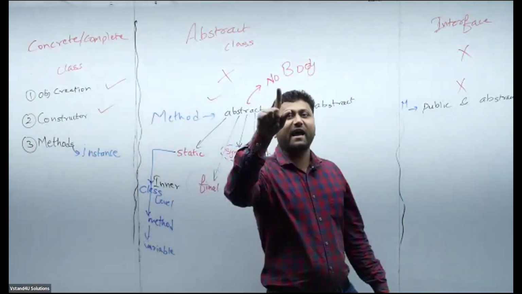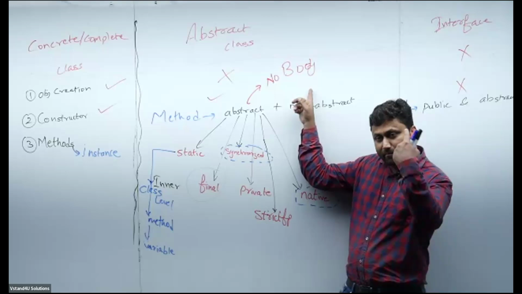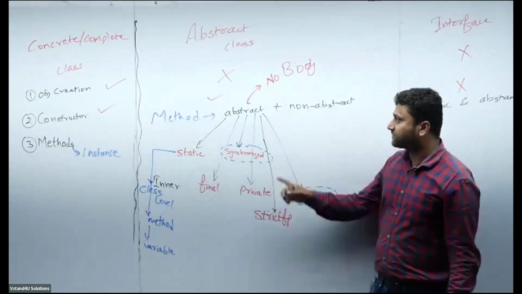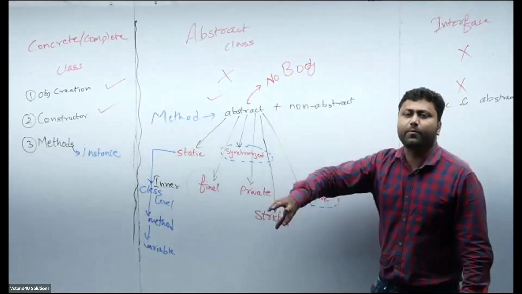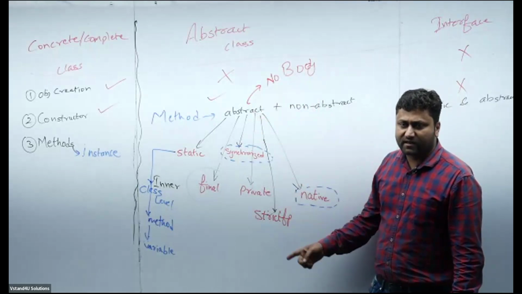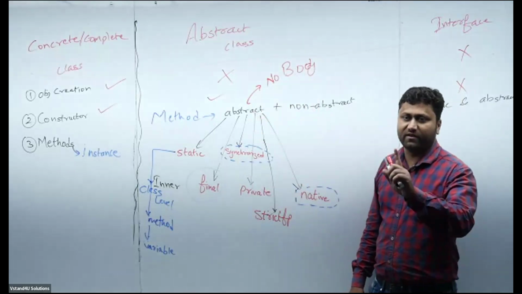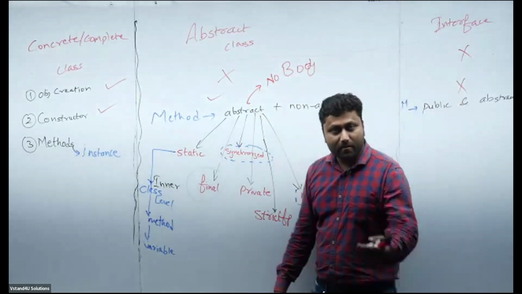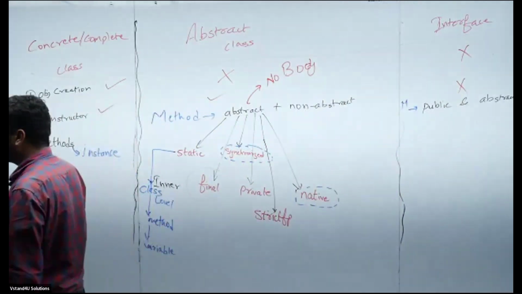Agree? Abstract says what? I don't have a body. My child classes will override my method. Abstract says my child classes will provide the body by overriding me. Final says body is fixed, nobody will change. Abstract says I don't have a body, child will provide the body. Problem is there. Agree?